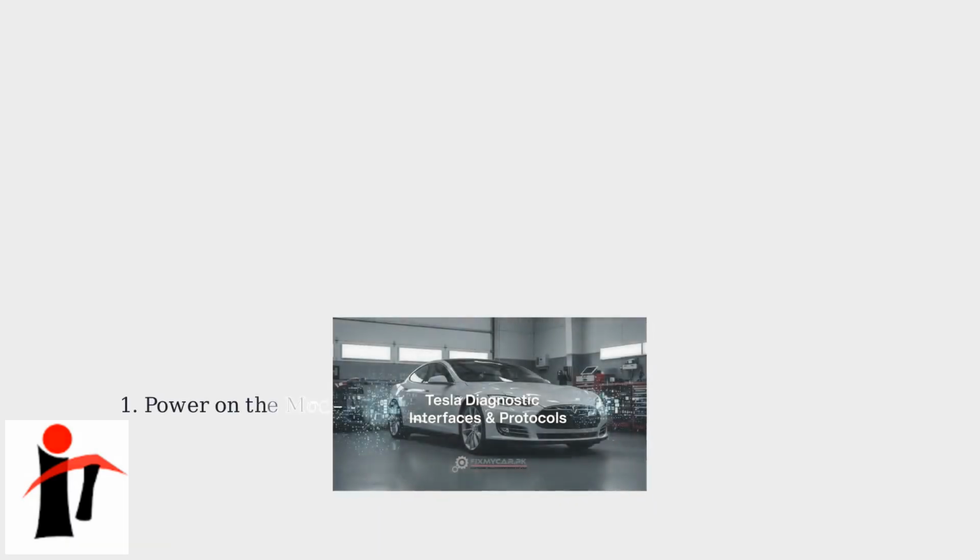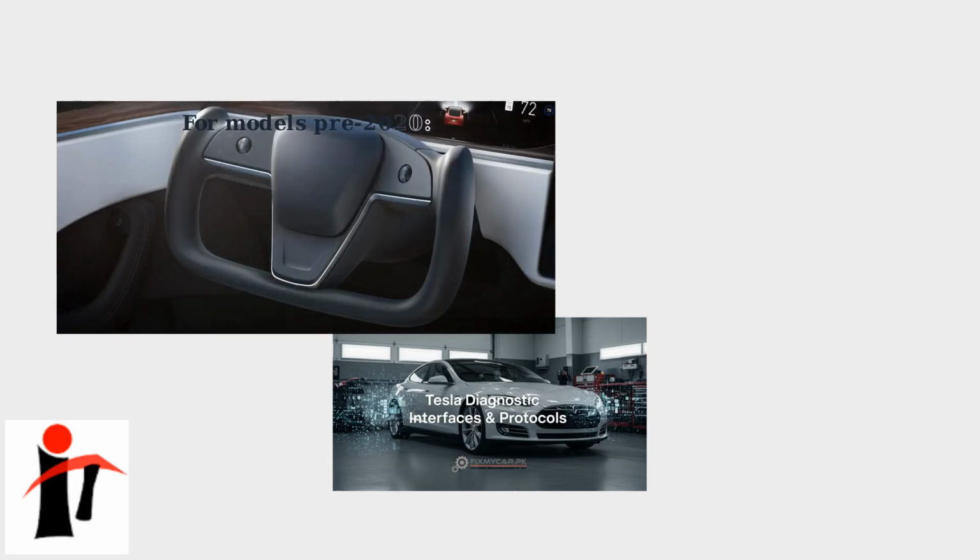The traditional physical entry method starts by powering on the Model S. Ensure the vehicle is stationary and safely parked before proceeding. For models manufactured before 2020, simultaneously hold the brake pedal, press the left scroll button on the steering wheel, and turn the key or use the start button.